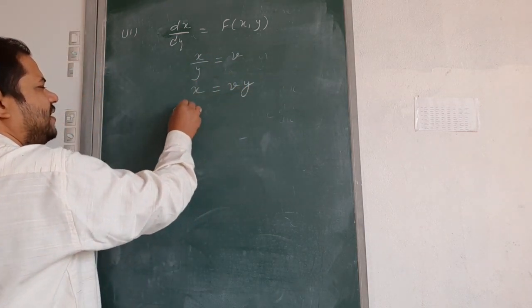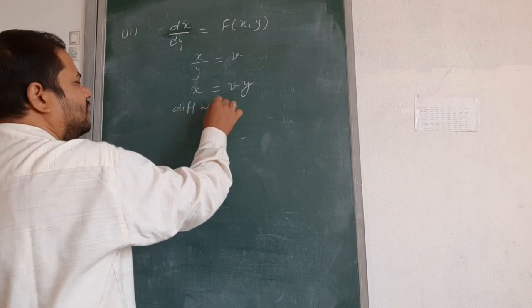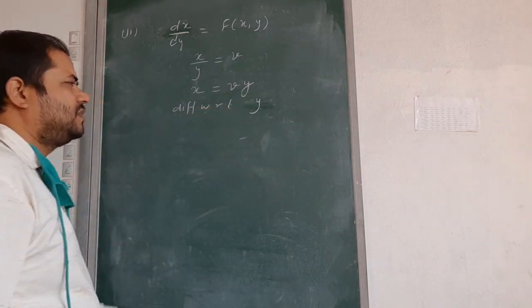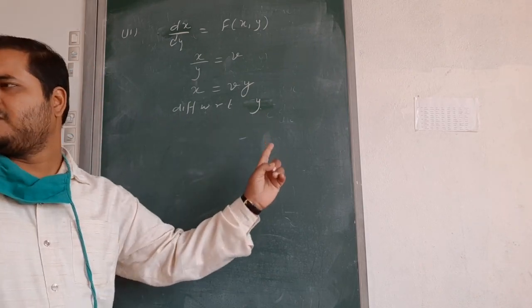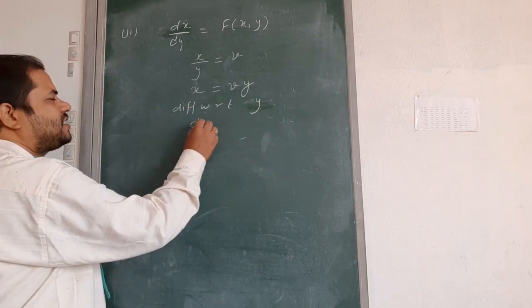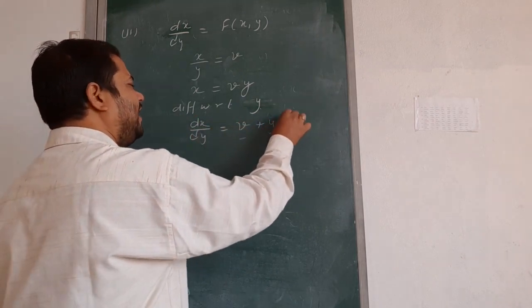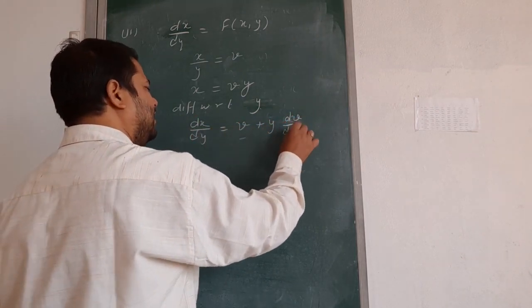Now differentiating with respect to y, not x. Differentiating with respect to y, we will get dx upon dy, which is v plus y dv upon dy.